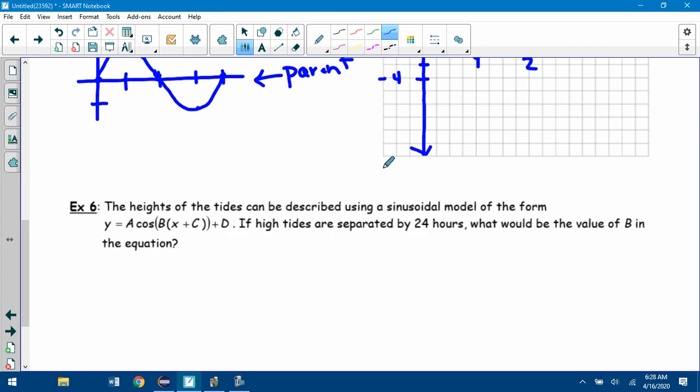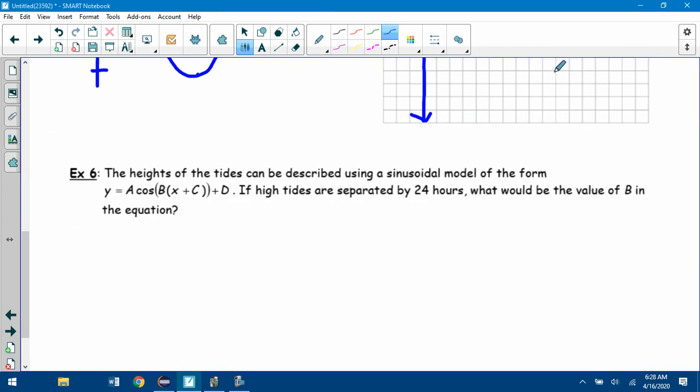Okay, last one. The heights of the tides can be described using a sinusoidal model. That says sinusoidal. That just means it's a sine graph, sine or cosine. So sinusoidal means it has that shape. Sine and cosine have similar shapes in this form. If high tides are separated by 24 hours, what would be the value of B in the equation?